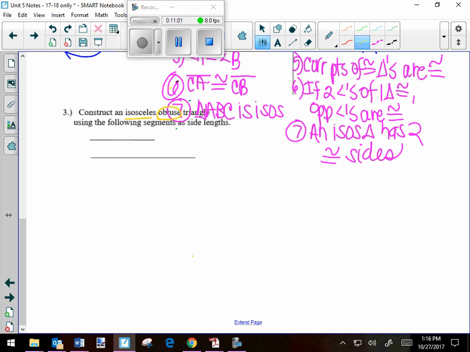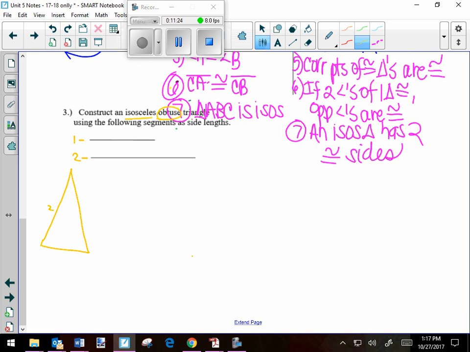So if I look at what my potential can be for these two segments, I can use this one once and this one twice, meaning that I have two long sides. Whoopsie, hang on, I did that backwards. Two long sides like this and one short side.